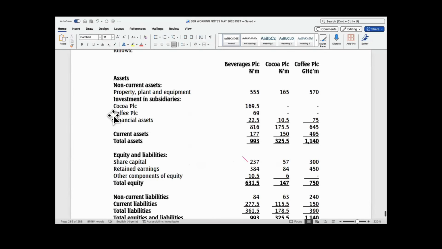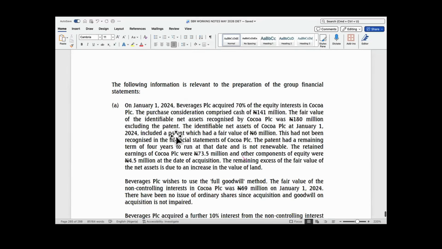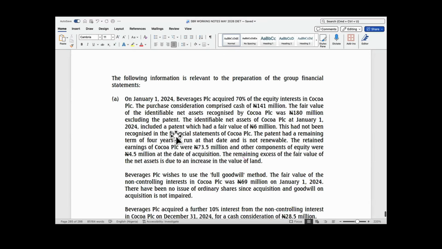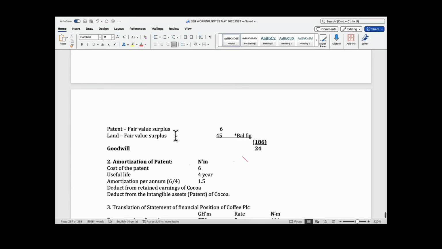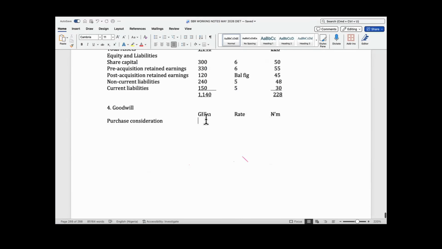So how much did we pay? 69. Is that in Ghana cedis or Naira? Naira. Exactly. Okay, good, because it was in the books of the parent.